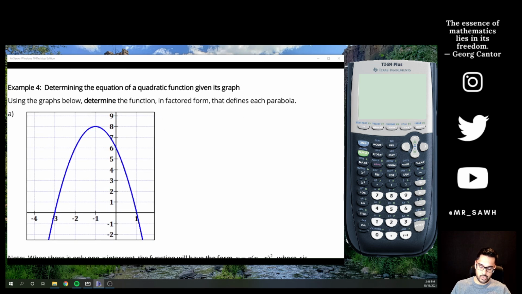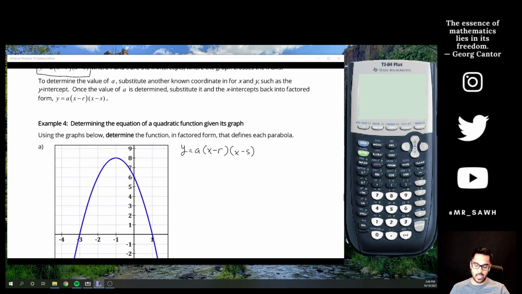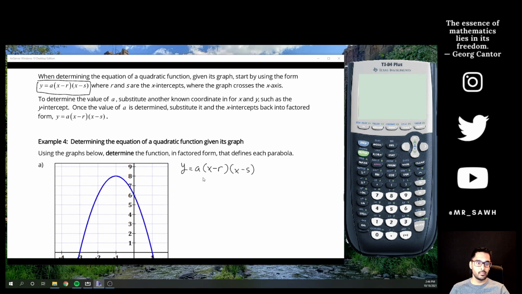So again, we could start by assuming that this is what our formula is going to look like. Now, I've written in two variables here, r and s, and really they're just x-intercepts. They're just the variables that represent what's going to go there. So as long as I know what the x-intercepts happen to be, we'll just find some other known coordinate to figure out the only remaining variable.